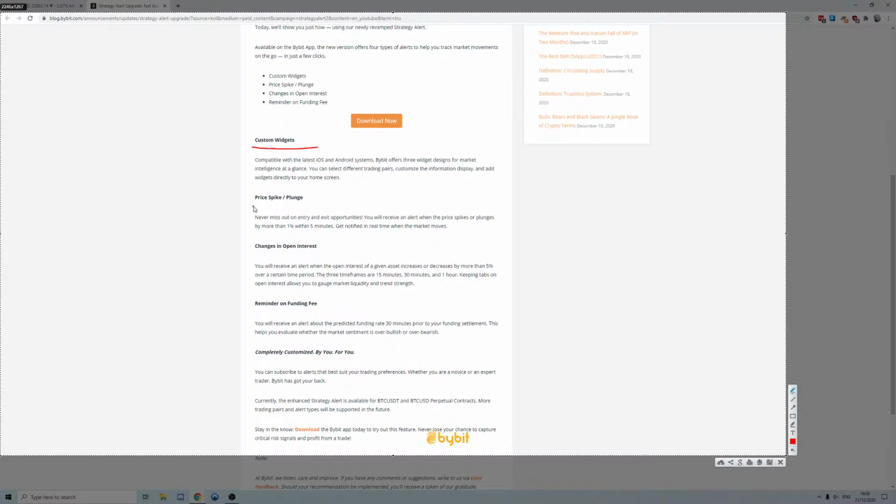Custom widgets, which a lot of people are asking for. This is pretty helpful. Price spikes and plunges. Instead of having to set alarms on TradingView for volatility events, you can set it for essentially a 1% move within 5 minutes. So not bad. Open interest changes. This is pretty popular. Tracking open interest, I talked about it on Casual Fridays before. It's basically the amount of existing positions in a given instrument, a very crude description. You can set it for 5% over a certain time period, which you can adjust. And then you can also compare open interest and price and make certain deductions from there. So that's cool. And then funding payments as well.